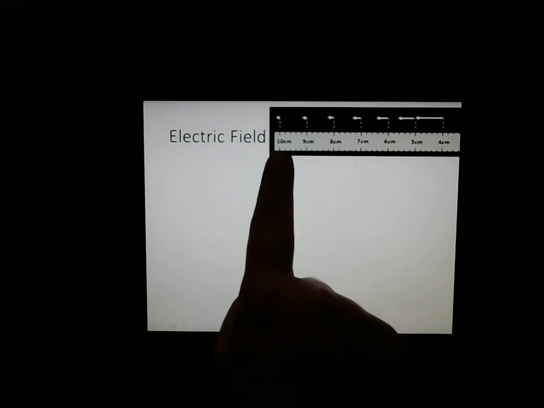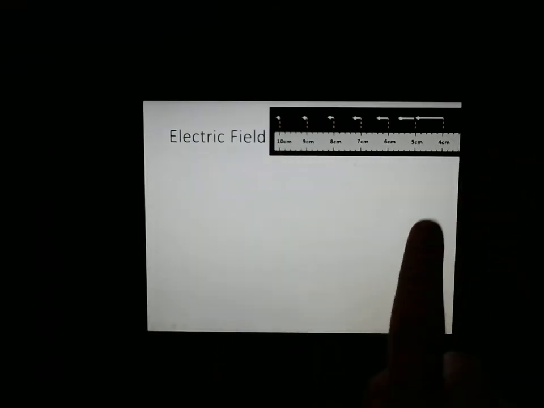I've taken a range of measurements and I've plotted them at 1 centimetre increments. So here we have a charge 10 centimeters away from another charge. Now, you can't see the other charge because the arrows got so big here that they became unwieldy to graph out and see clearly what was going on.